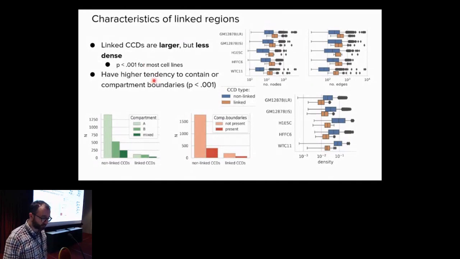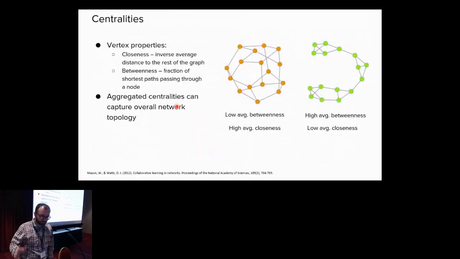They also have a higher tendency to contain compartment boundaries, some boundaries between A and B compartments. It's not definite, but there is this variability in proportion between non-linked CCDs and linked CCDs. To further characterize those regions, we wanted to have a more in-depth knowledge about the structure of those regions.